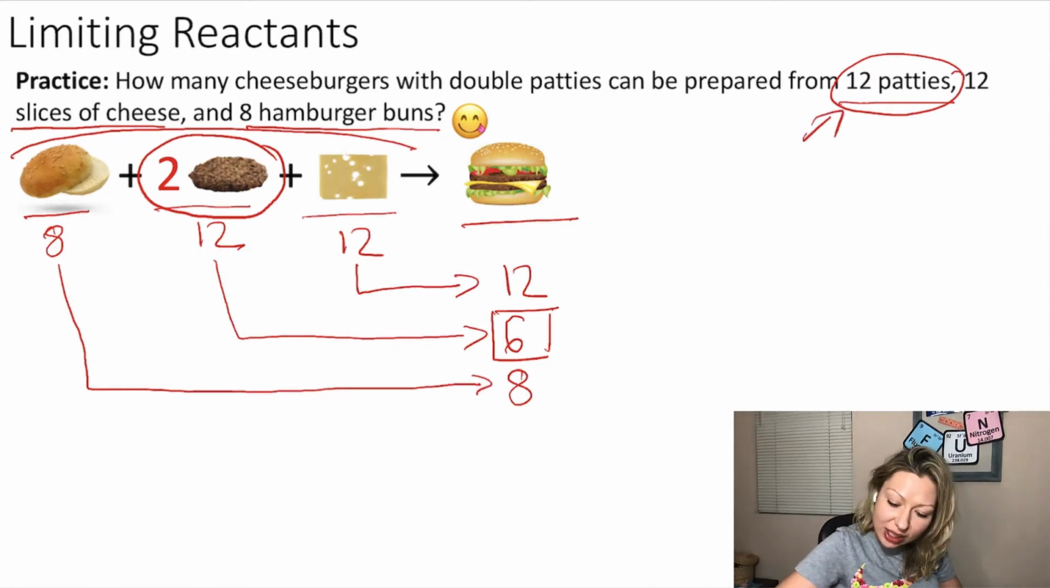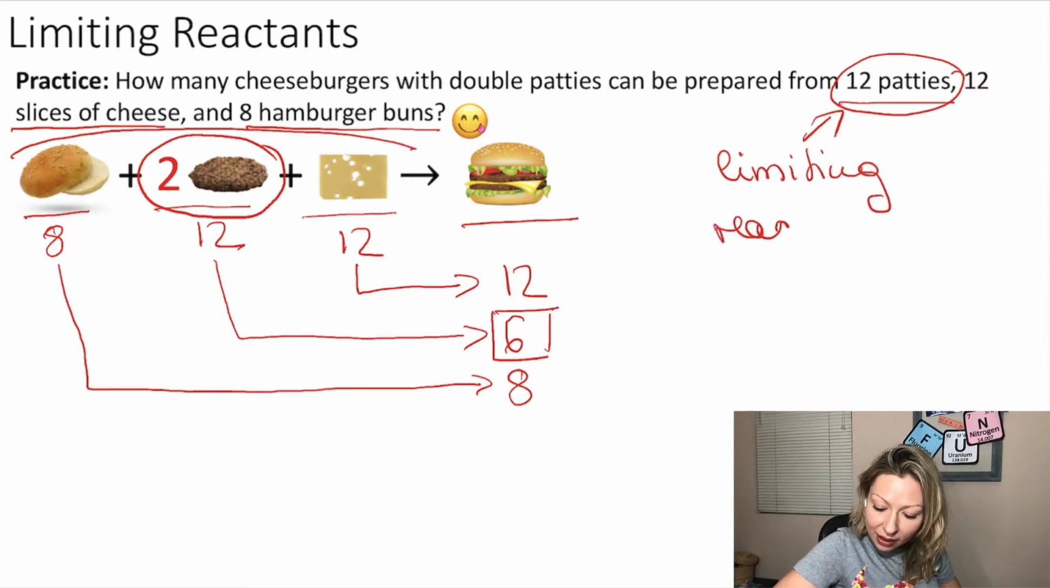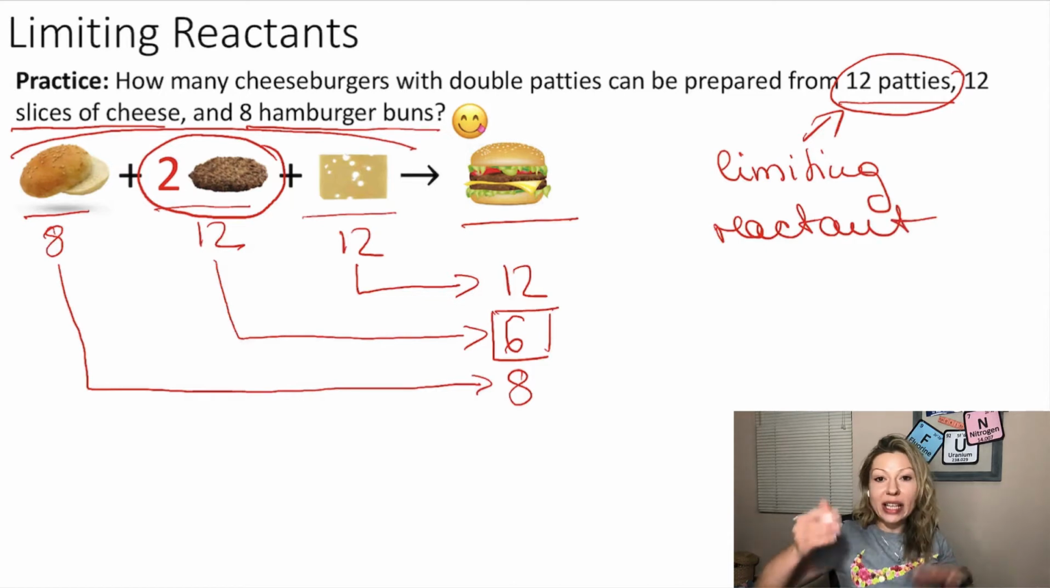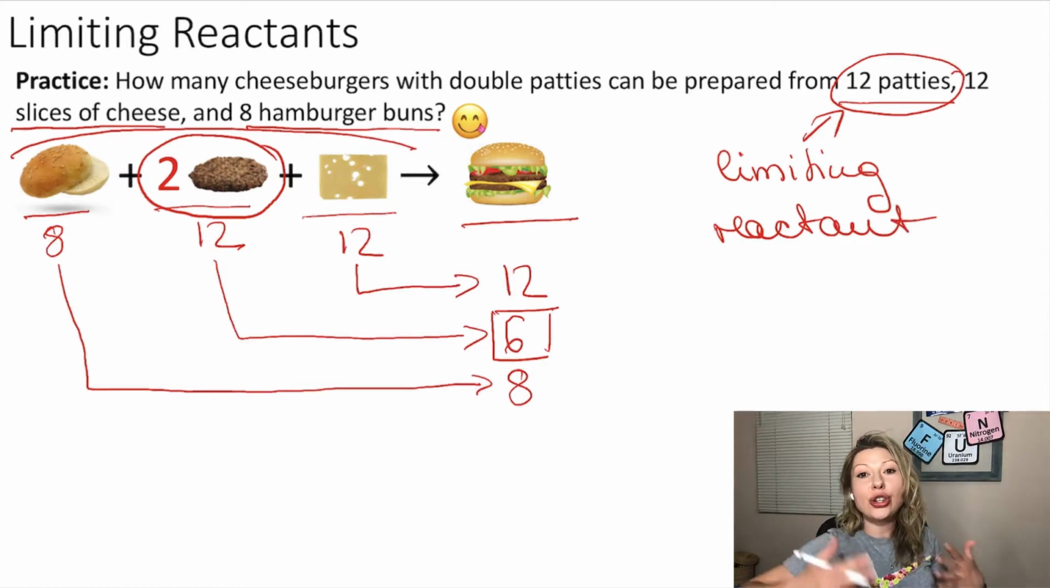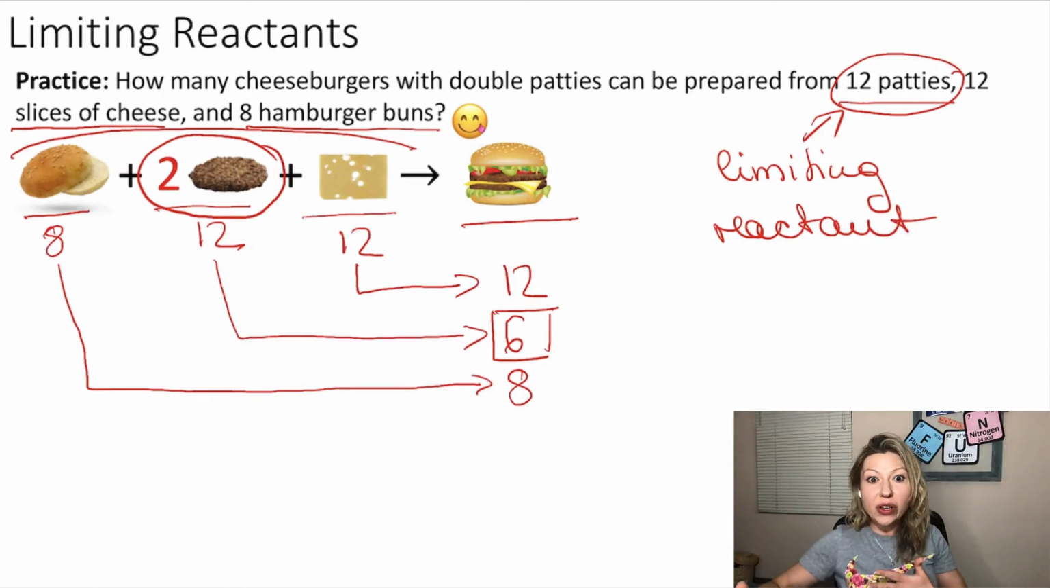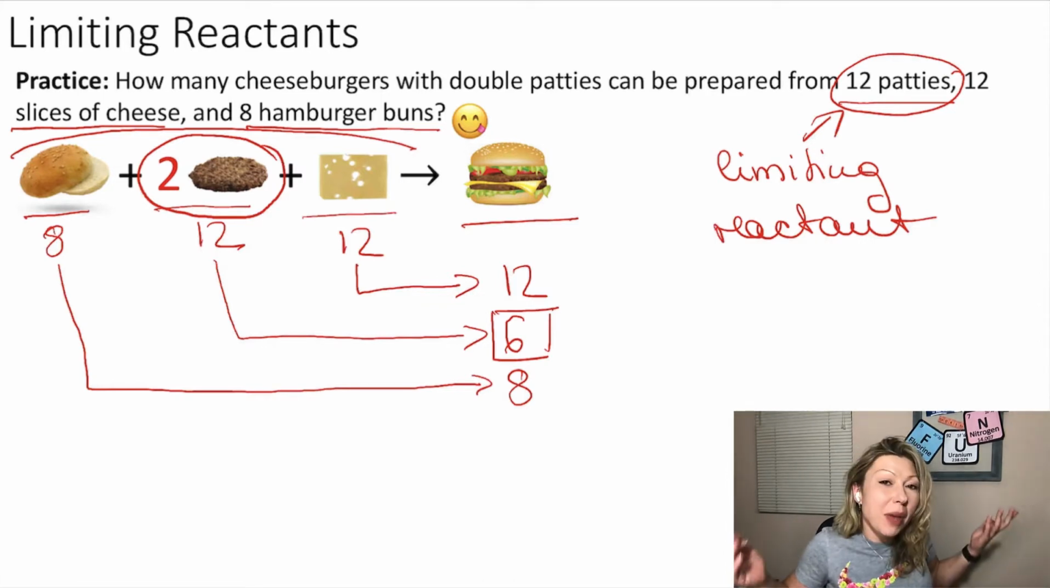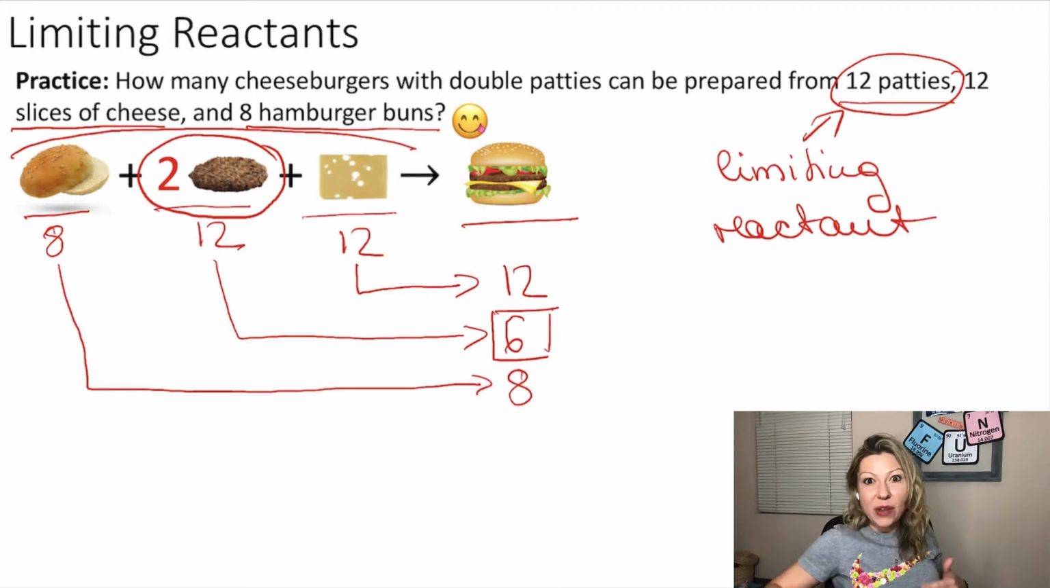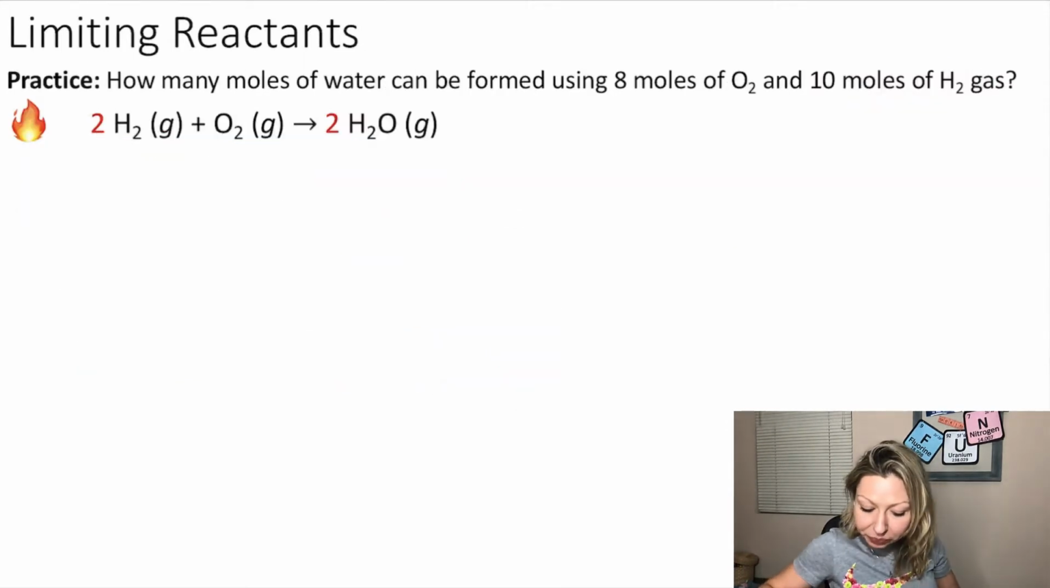In chemistry, this is called limiting reactant. So the ingredient of which you run out first. And if you make your 6 hamburgers, you are going to still have 6 pieces of cheese left and 2 patties left. Maybe you can make some other food with that. Okay, let's move this into an example from chemistry.